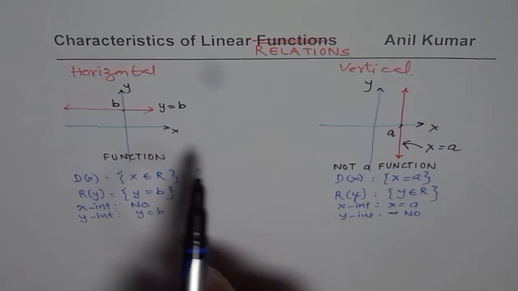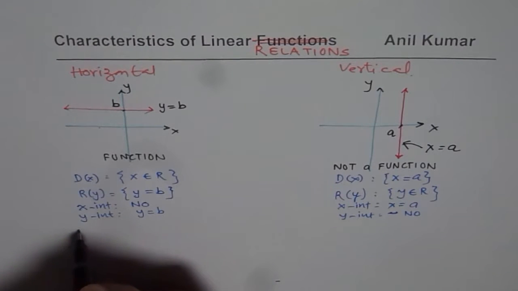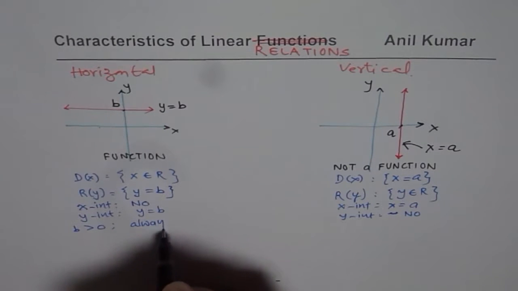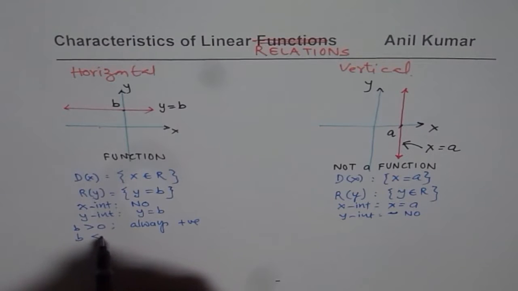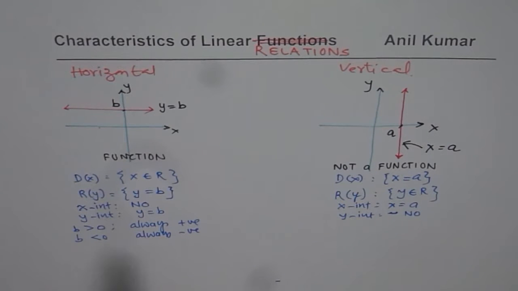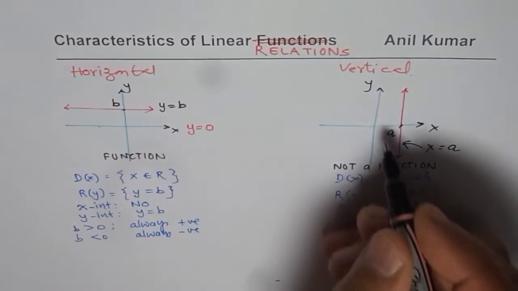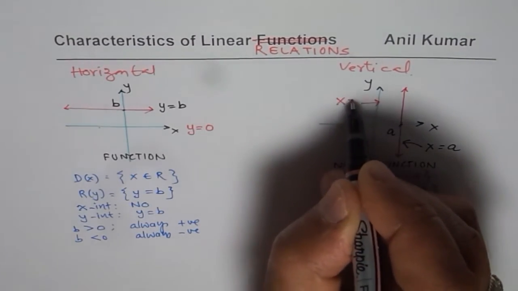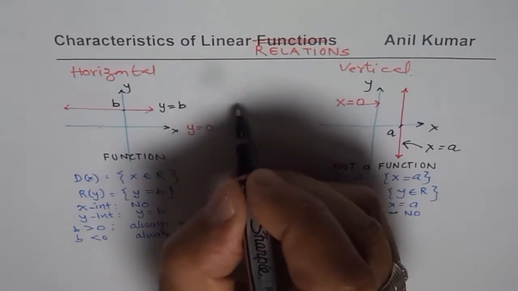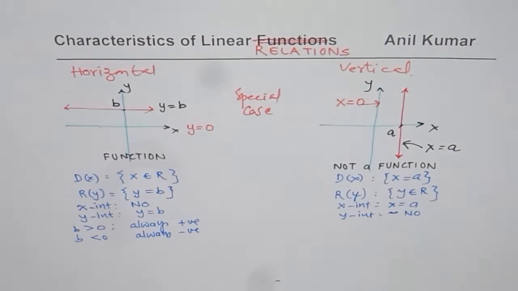Now how about positive and negative? So you see that this line, in this case, if the y-intercept b is greater than 0, is always positive. If b is less than 0, it is always negative. We'll take the special case later, and now you get it. What is a special case? The special case here will be y equals 0, and in this case for a vertical line, x equals 0 will be a special case. So let me write here special case, which we'll consider later.